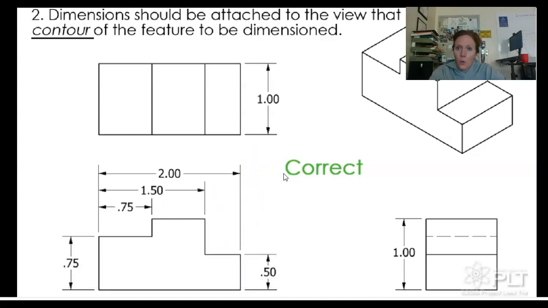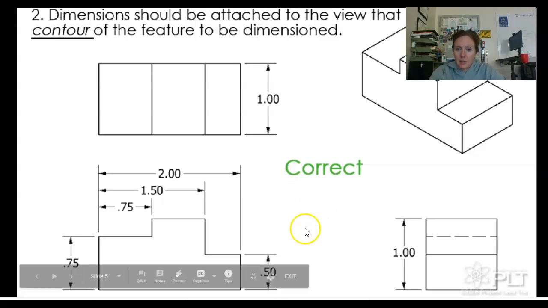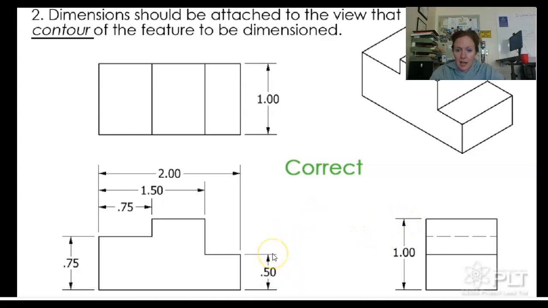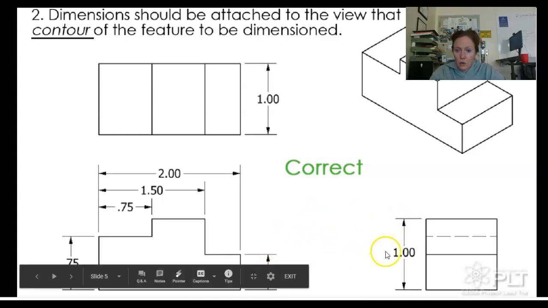That is the only time it is okay to include something that would normally be included in another view. So for example, this is a height, so it would normally be included here, but you don't get a view of that contour in this view. So that's the only time you can include it.